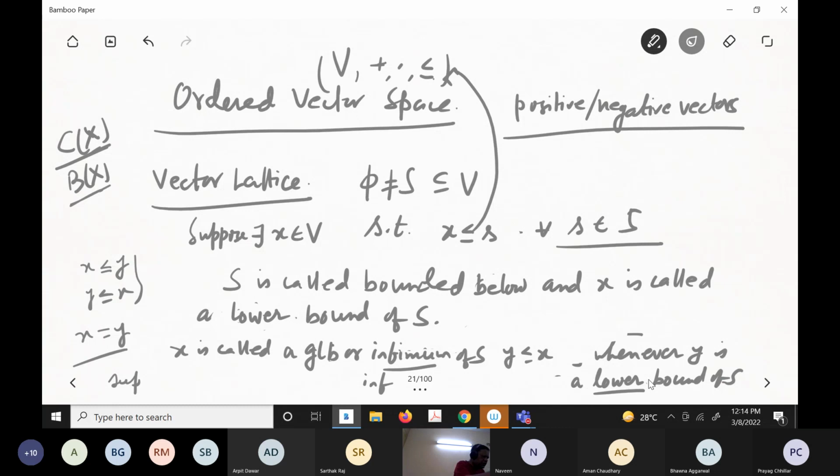In fact, for this definition, you need only a partial order. It can be defined on any partially ordered set. You don't need a vector space. It should be clear that you just need a partially ordered set. I think I did this last semester also. So this is called infimum, supremum. Now infimum also will be unique, if you have a bounded below set.